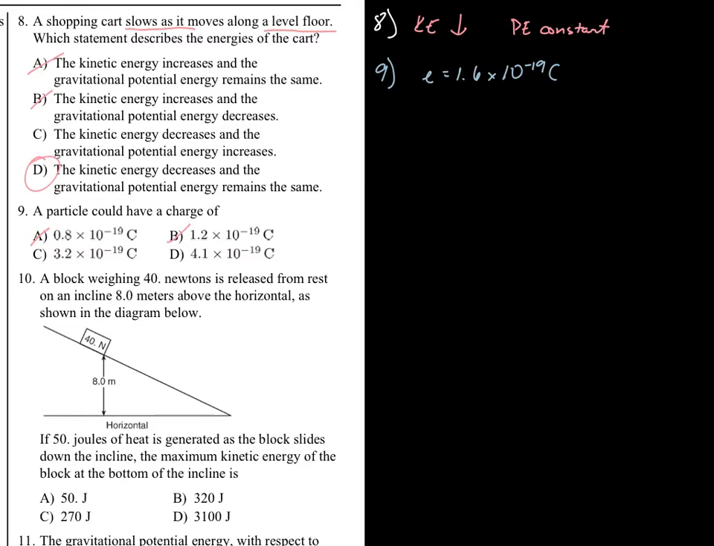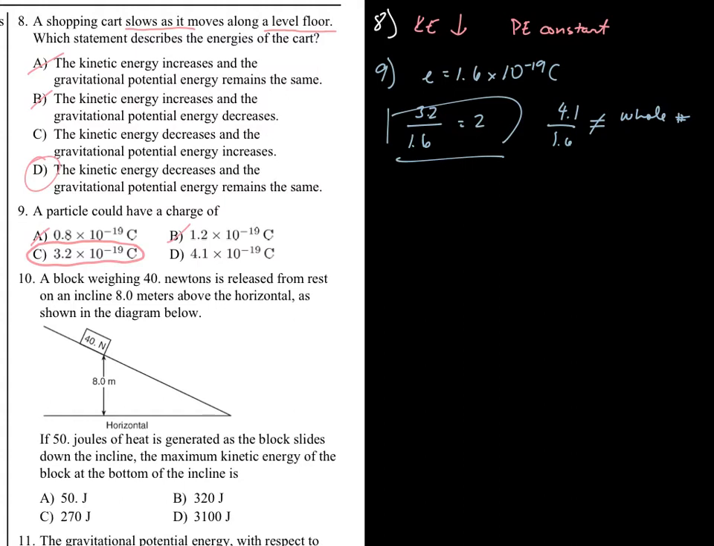We're looking for a whole number multiple, because we can only go up and down by increments of 1.6 times 10 to the negative 19. All right, so let's do 3.2 divided by 1.6, because they have the same exponent. That equals 2. That's safe. 4.1 divided by 1.6 is not a whole number. So it's going to be 3.2 times 10 to the negative 19, which indicates that 2 elementary charges equals that.